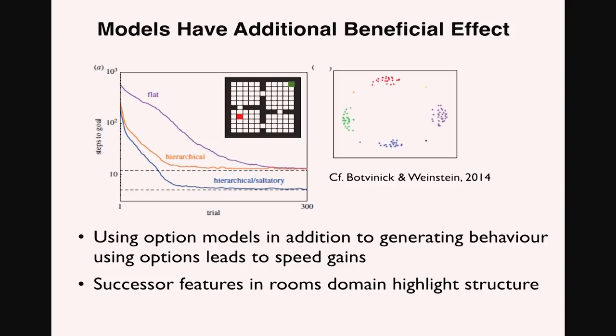The picture with the dots is showing the successor representation computed for the states in the rooms environment. Okay, so that is the discounted occupancy that we have for these states under a random behavior policy. And what you see is that the rooms are very much apparent. They're in four clusters. But also the hallway states are very much apparent. They're sort of on their own.